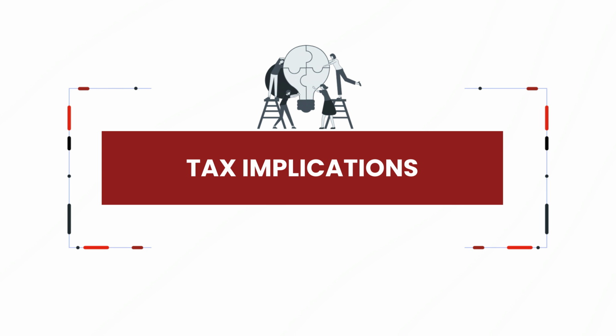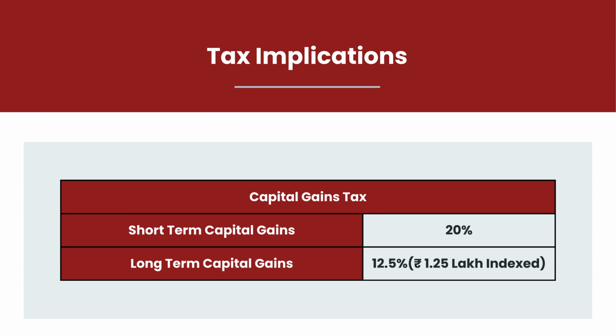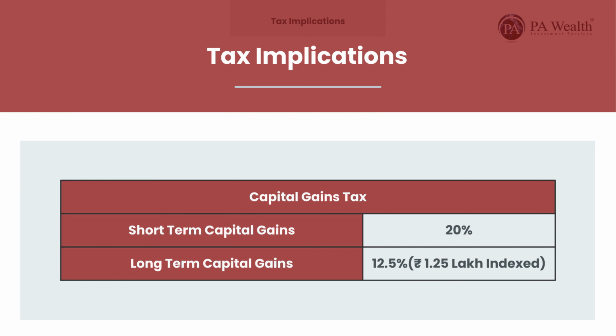Now, let's take a look at the taxability of earnings. First, capital gains taxation. If the PMS stocks are sold after 1 year from the date of investment, gains up to Rs 1.25 lakh in a financial year are exempt from tax. Gains over Rs 1.25 lakh are taxed at the rate of 12.5%. If the PMS stocks are sold within 1 year from the date of investment, the entire amount of gain is taxed at the rate of 20%.